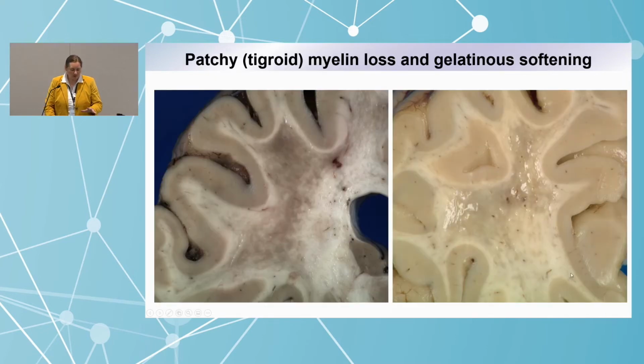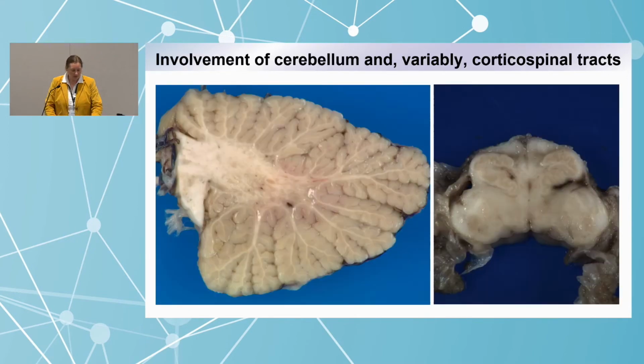On higher power, you can see that these areas of demyelination are somewhat patchy in nature, what's sometimes described as this more tigroid pattern. And what you can't see from the images, but what you can see when you actually handle those brains, is that these areas of demyelination are very soft. So they don't have these features of sclerosis that you typically see in areas of scarring and demyelination.